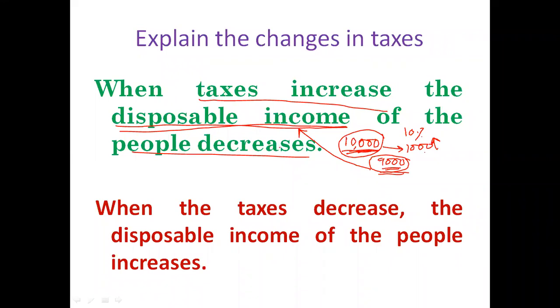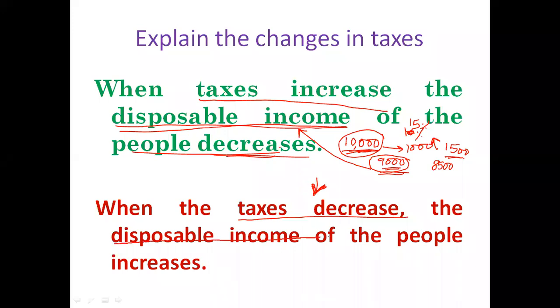Correct? That is, if tax goes from 1,000 to 1,500, that is 15%, see, tax increased, tax became 1,500, but disposable income got reduced. It has become 8,500 now. 10,000 minus 1,500, correct? 8,500. So when taxes increase, disposable income of the people decreases. But the same way is the opposite. That is, when taxes decrease, disposable income of the people increases. Now this is very important for us.